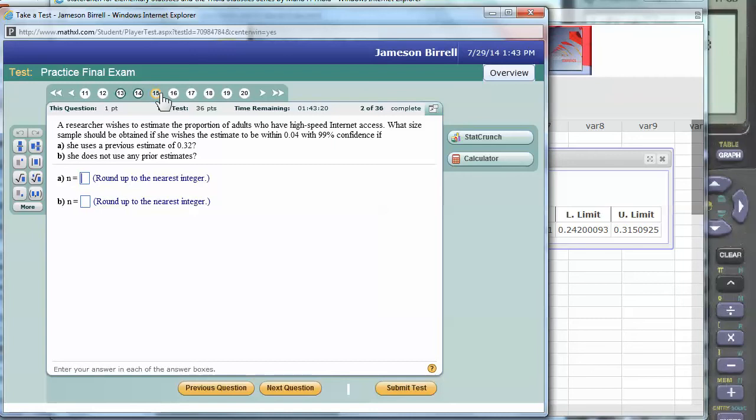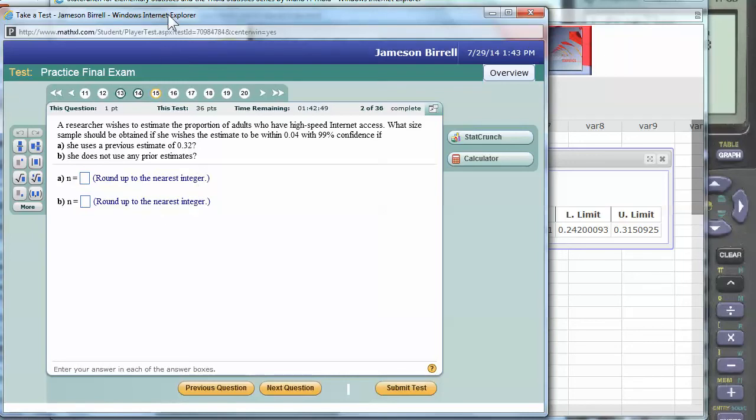A researcher wishes to estimate the proportion of adults who have high-speed internet access. What size sample should be obtained if she wishes to estimate within 0.04 with 99% confidence if she uses the previous estimate of 0.32, or if she does not have any prior estimates? Awesome. This is a cool question.